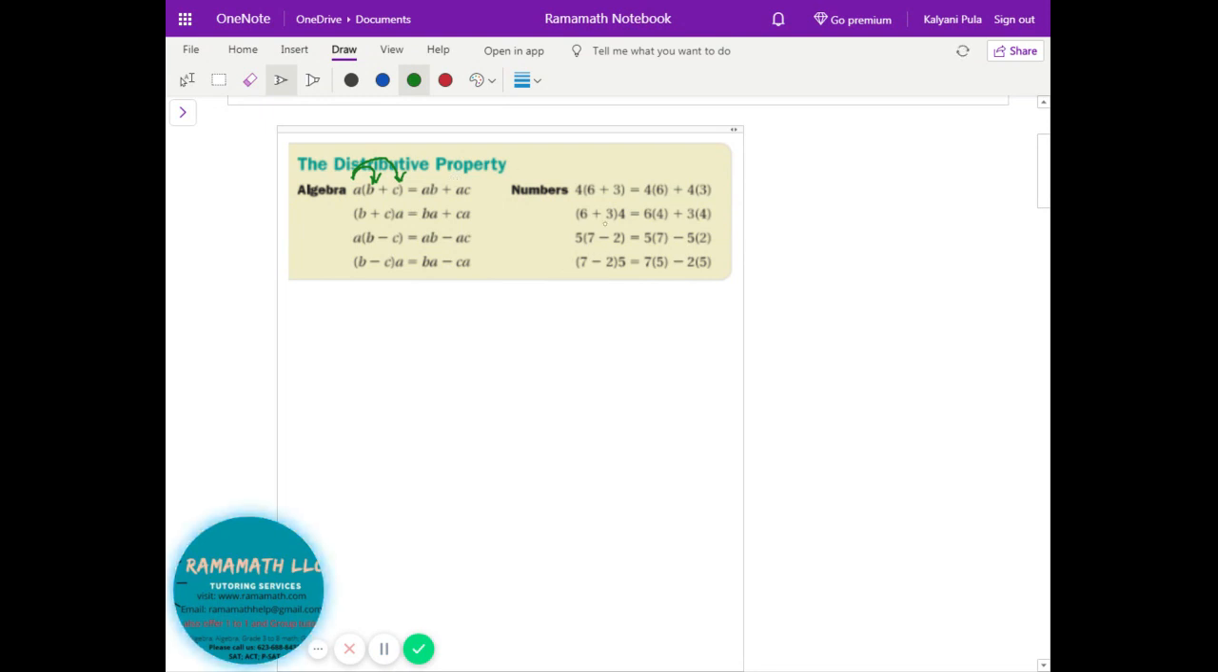Okay? If I take numbers, 4 parentheses 6 plus 3 means 4 times 6, and then 4 times 3, and then you get the answer. Okay, and this works even when you have letters too. If you have letters, you can distribute the letters and write it down next to it. Make sense?